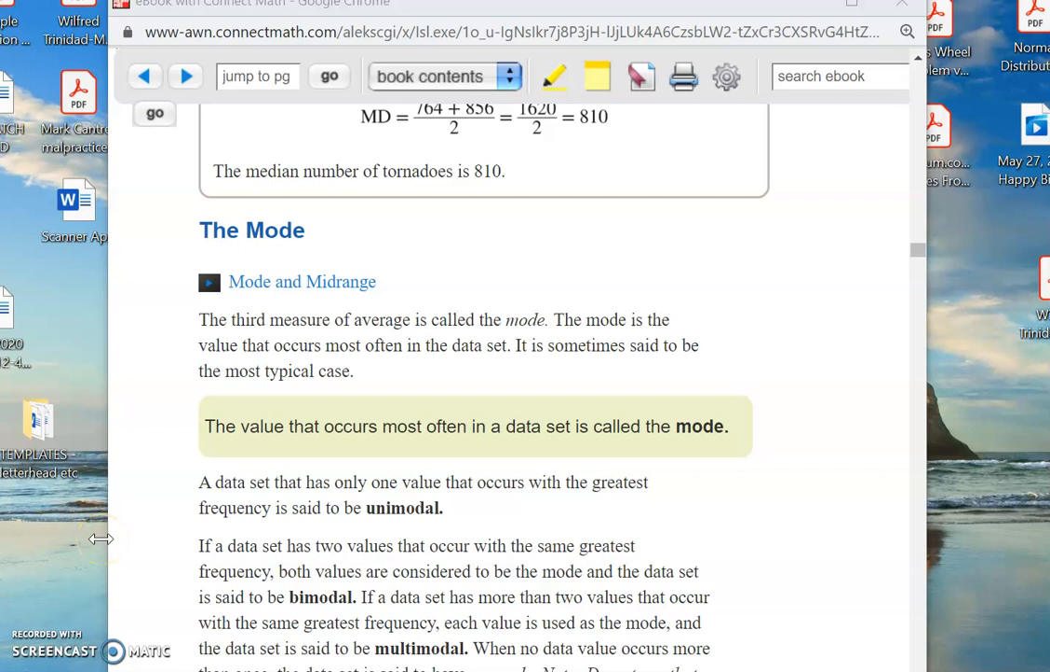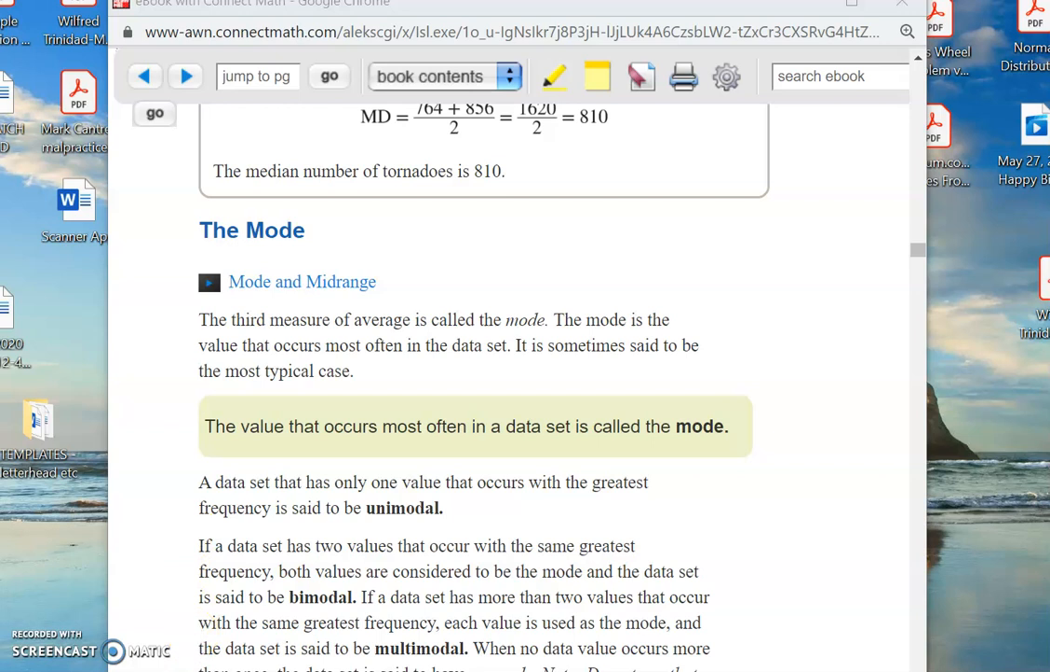Okay, the third one that we're going to talk about of the measures of central tendency is called the mode. This is kind of the easiest one, so to speak. The idea here is it's just the value that occurs most often in a data set. So it's the one that occurs the most often.